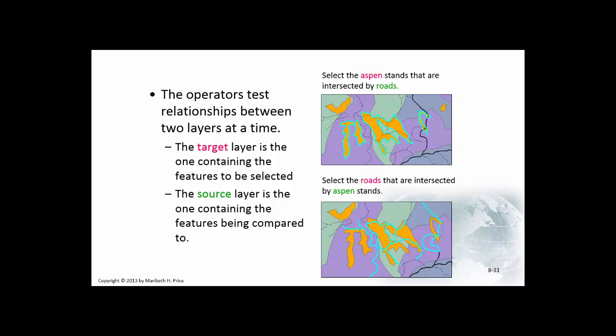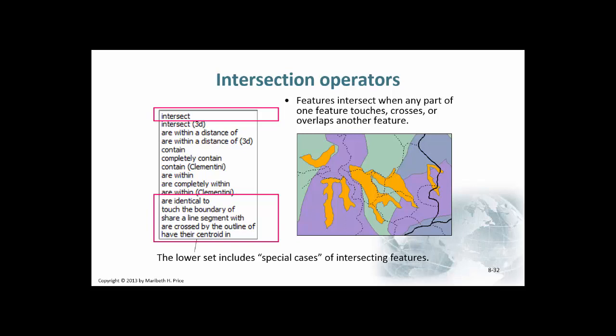In this case, we want to select aspen stands that are intersected by roads. Terminology always comes into play. Know that the target layer is the one that contains the items or features that you want to select, aspen stands in this case. The source layer is the one containing the features being compared to, the roads layer in this case. The intersection option includes all touching, crossing, and overlapping and other features. There are special cases that can be applied to further limit the selected items.